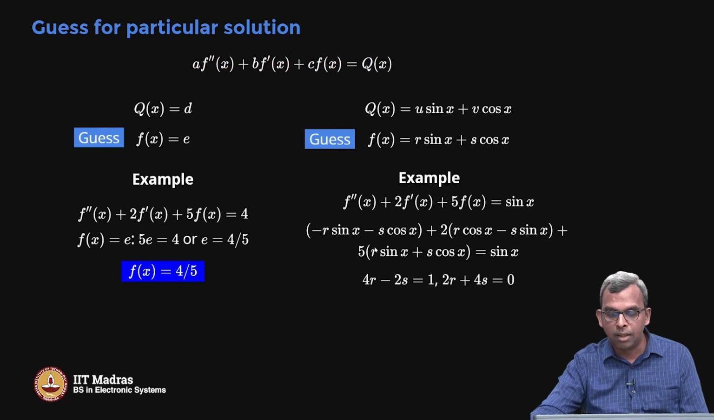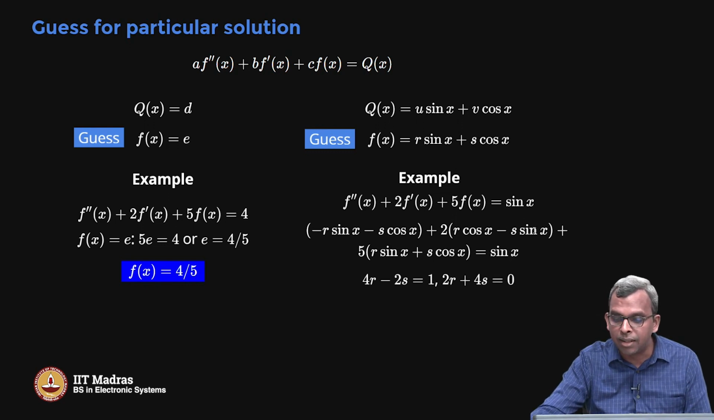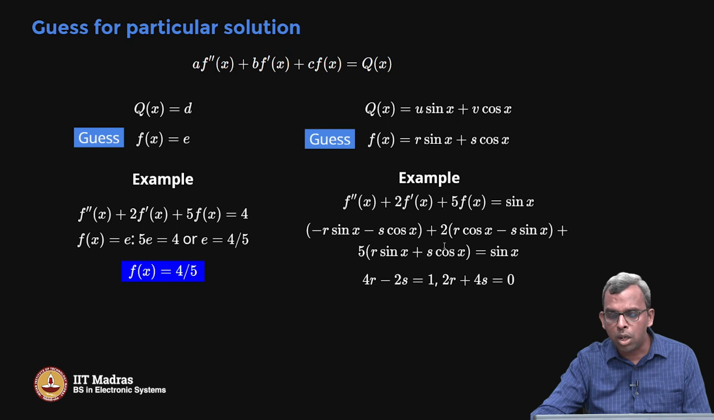So if you look at the coefficient of sin x here, you get 5r minus r, which is 4r, minus 2s. So 4r minus 2s should be equal to 1. The coefficient of sin x, what is multiplying sin x, should be 1. What about the coefficient of cos x? It should be 0, because I don't want any cos x on the right hand side.